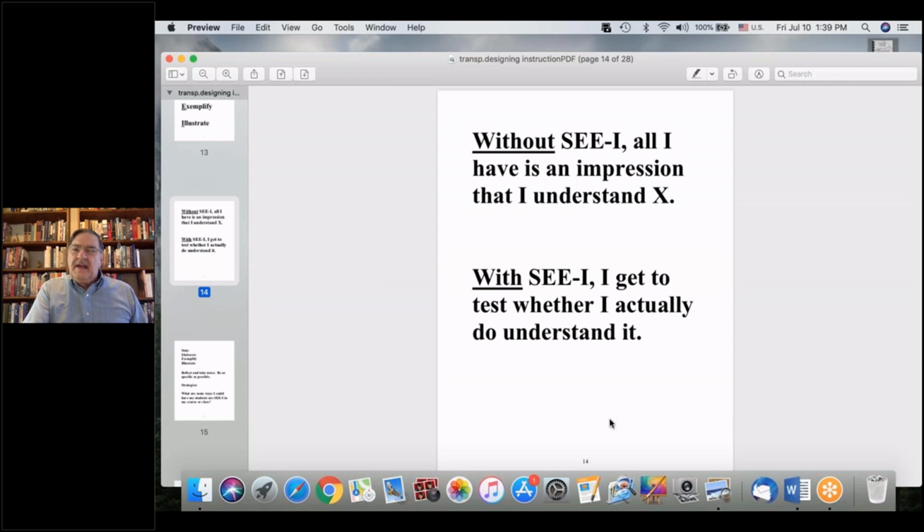But with SEEI, I get to test whether I actually do understand it. I get to test out whether I understand it enough to be able to explain it, which is very different from just giving a definition. I can explain it. I can come up with an example, not an example that was given in class or in the textbook, but my own example. And I come up with an illustration. Again, not an illustration that was given in class, but my own. So with SEEI, I get to test whether I actually understand it.